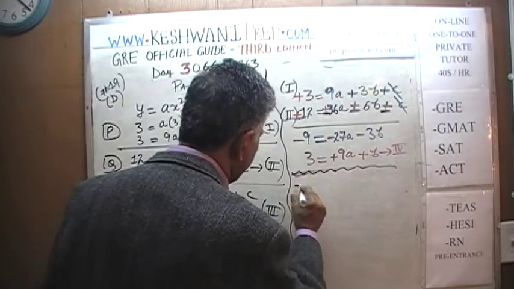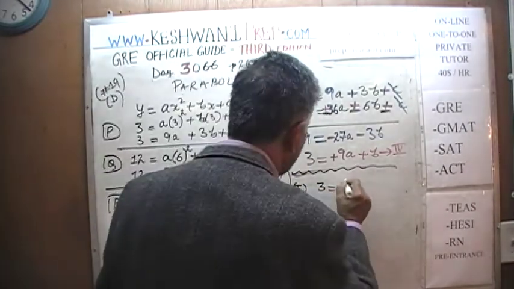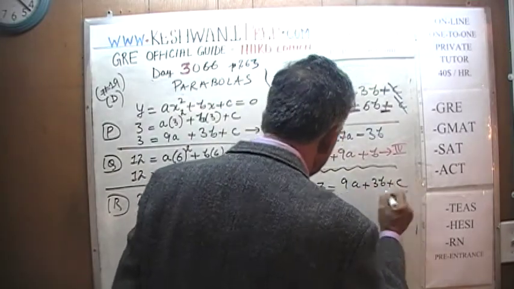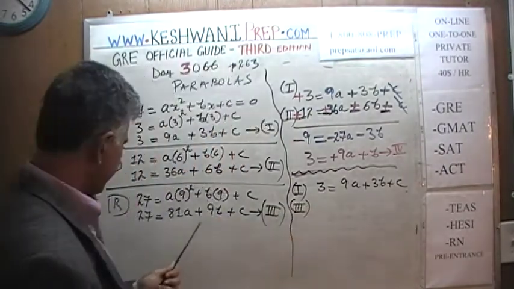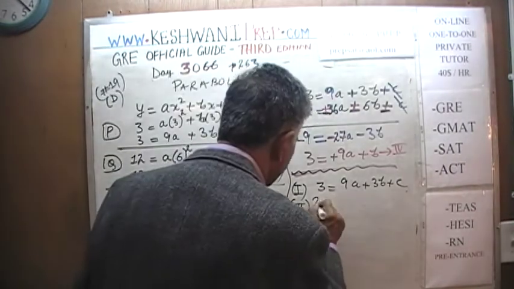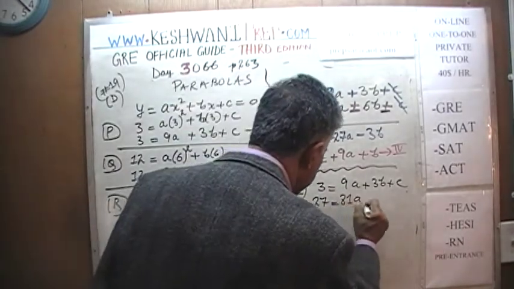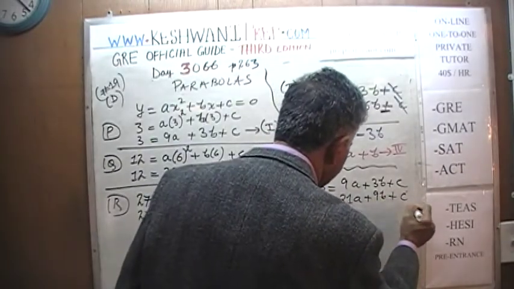Again, we work with equation 1, which is 3 right here equals 9a plus 3b plus c. And now let's work with equation 3. Equation 3 is right here. 27 is equal to 81a plus 9b plus c.